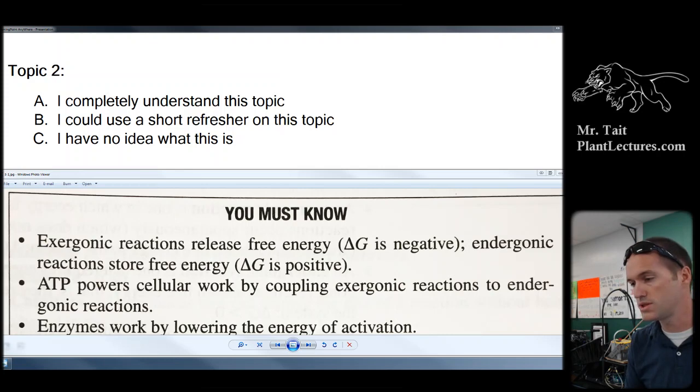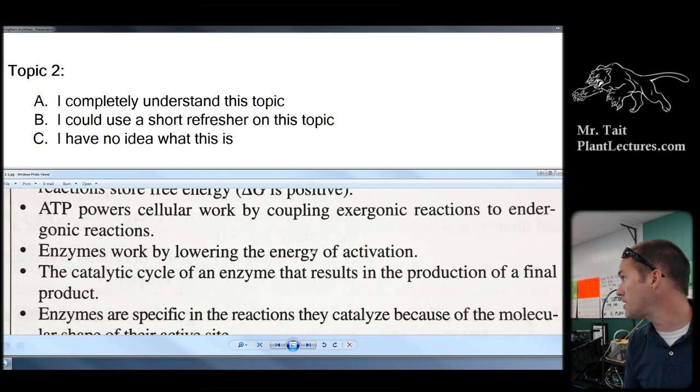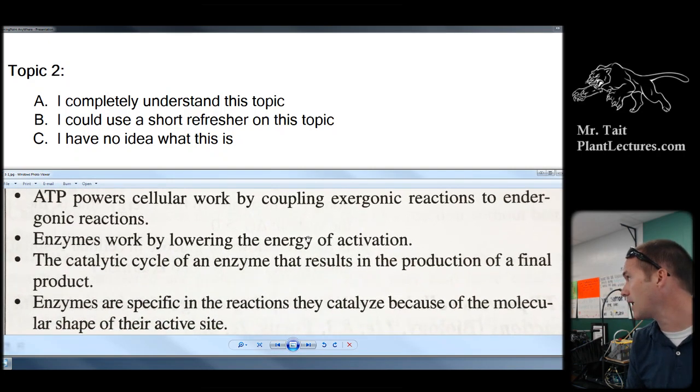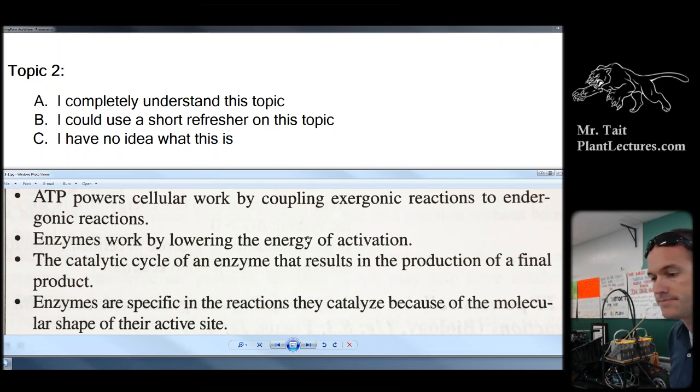Topic 2 says, ATP powers cellular work by coupling exergonic reactions to endergonic reactions. How do you feel about that?